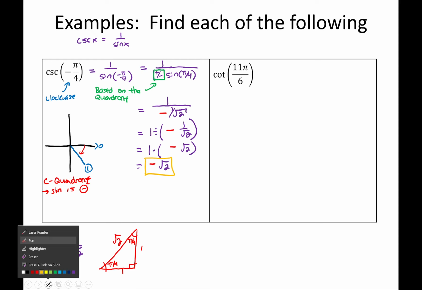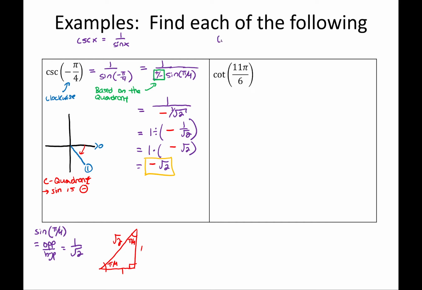Okay, next one, cotan of 11 pi over 6. Cotan of x is defined as 1 over the tan of x. So my first step is to say cotan of 11 pi over 6 is 1 over the tan of 11 pi over 6. And then notice that 11 pi over 6 is a fully reduced fraction, so we can next say that this is the same thing as 1 over plus or minus, depending on the quadrant, the tan of pi over 6.